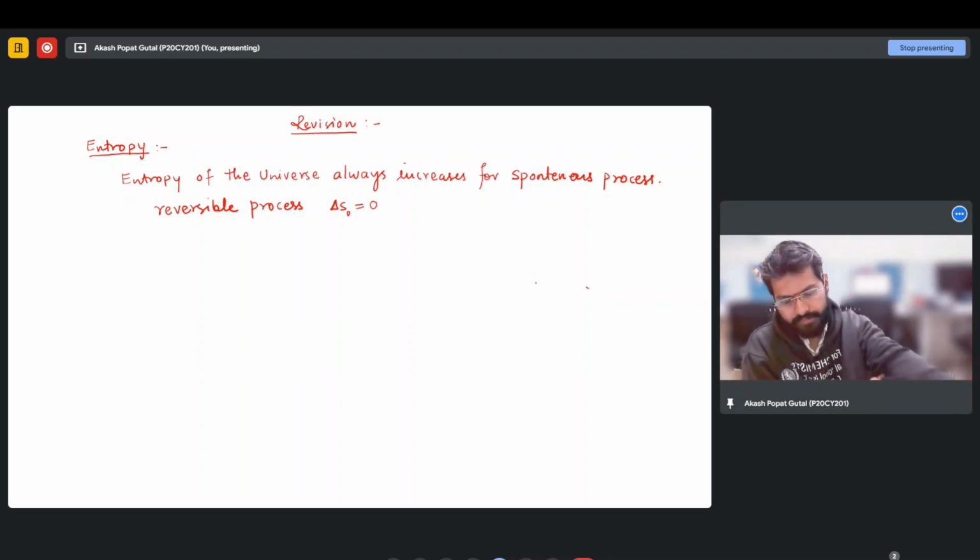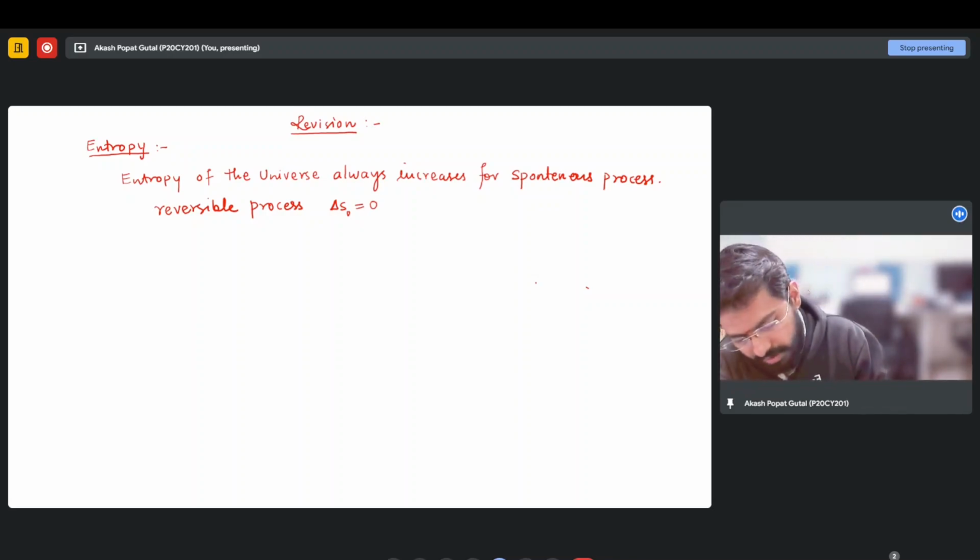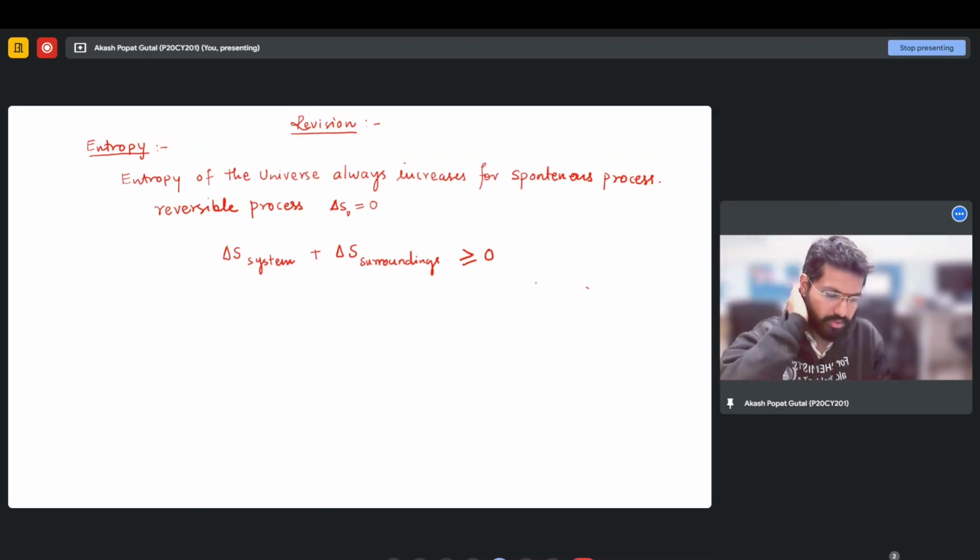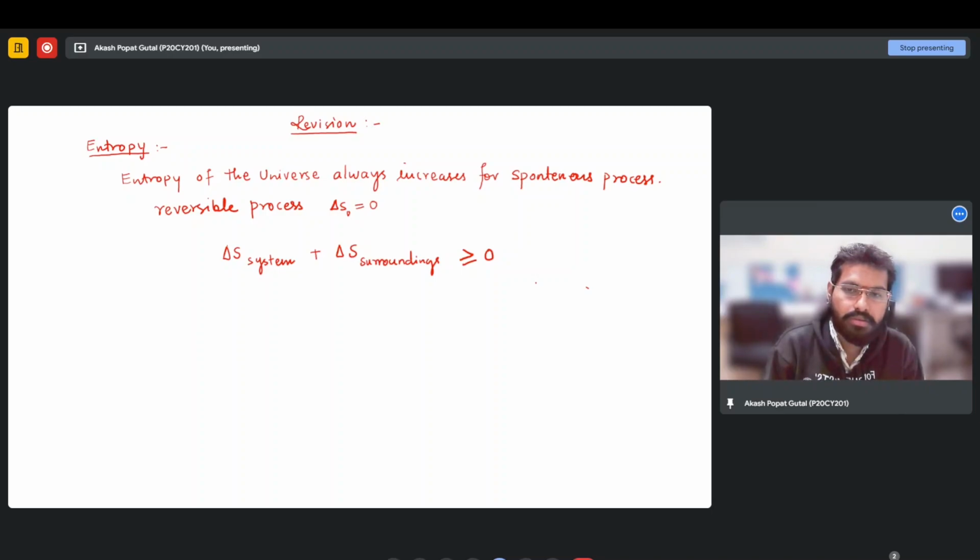And this leads to the second law of thermodynamics statement, which is delta S, the change in entropy of the system, plus the change in entropy of surroundings, is always greater than or equal to zero. So this is always greater than zero for the spontaneous process. And if the process is reversible, then the change in entropy will be zero.